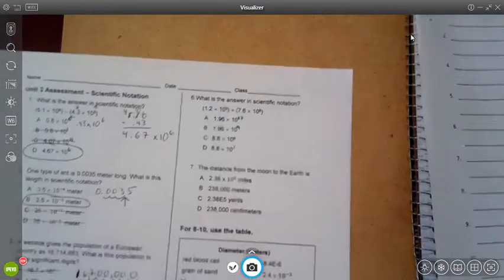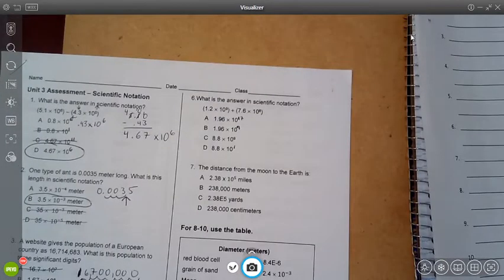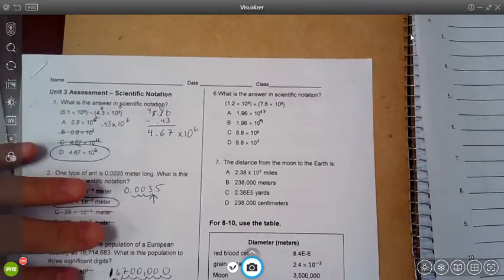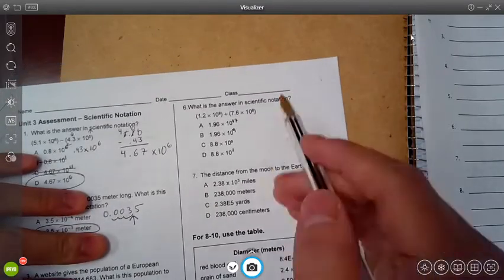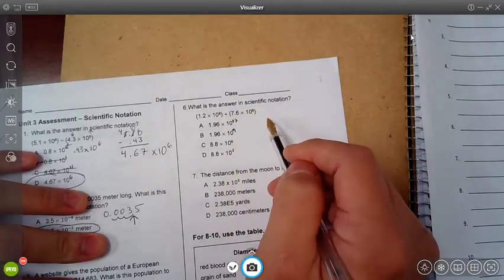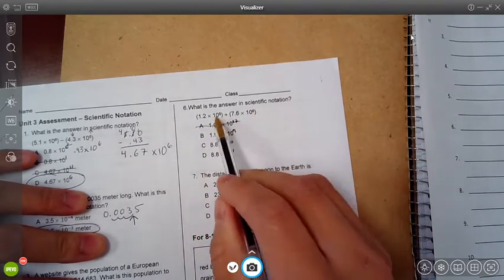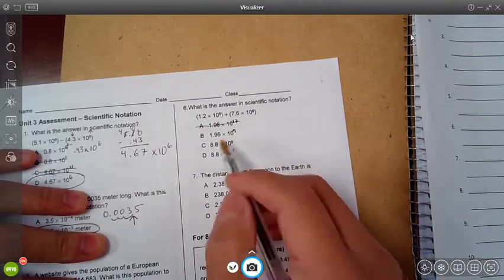Alright, this one is an addition problem. So we know with addition, we try to get the same exponent. We don't add the exponents. We don't subtract the exponents. Okay. So I know I don't add the 9 and the 8. I shouldn't get anything close to 17. I don't subtract the 9 and the 8. I shouldn't get anything close to 1.